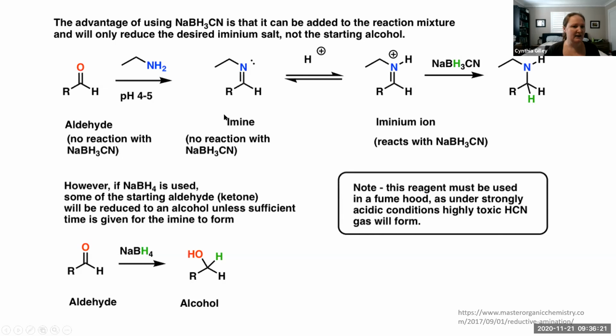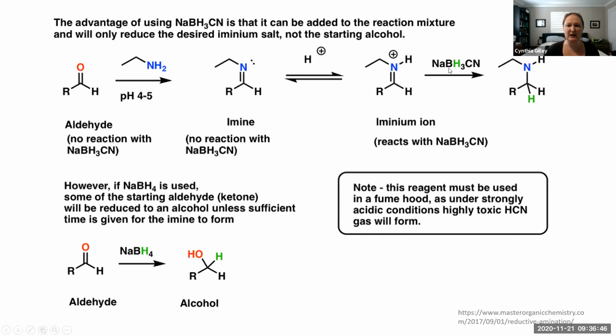So instead, we will mix the aldehyde or ketone with a primary amine. Again, a slightly acidic pH is ideal for this reaction. It will form an imine. The imine will become protonated to form the iminium ion. And then the iminium ion is electrophilic enough to react with the sodium cyanoborohydride.